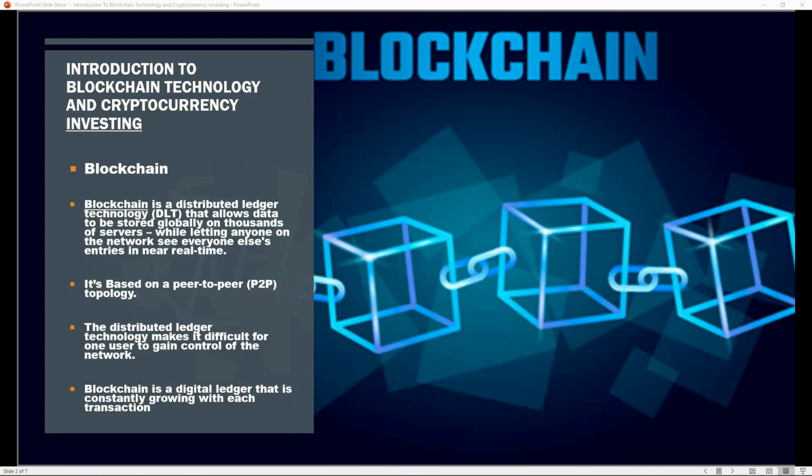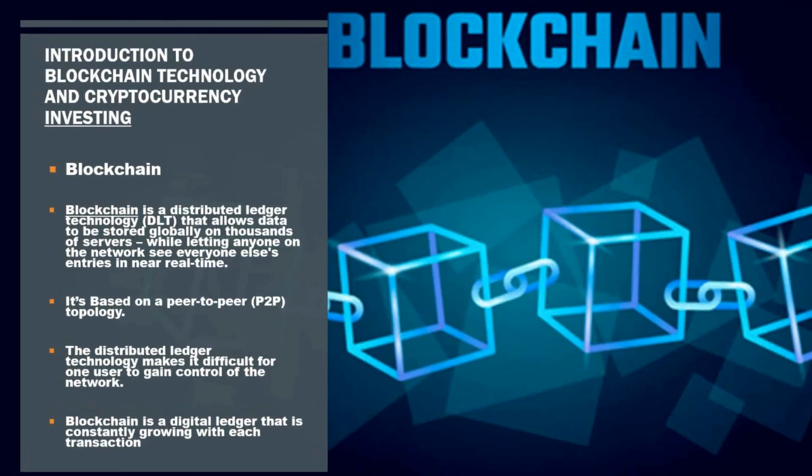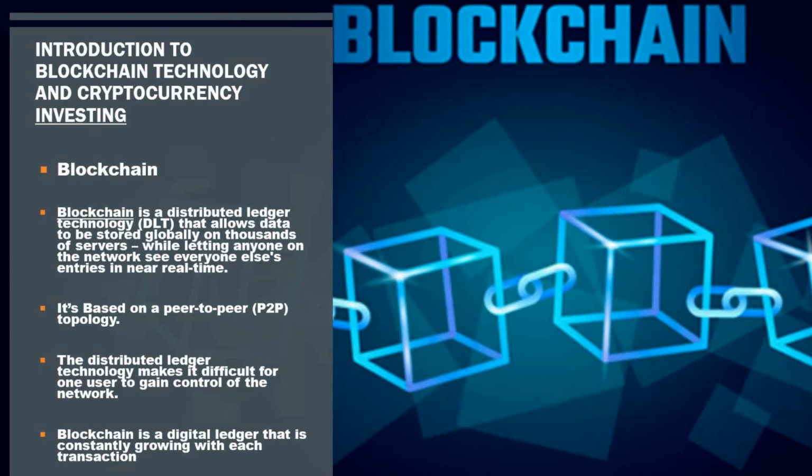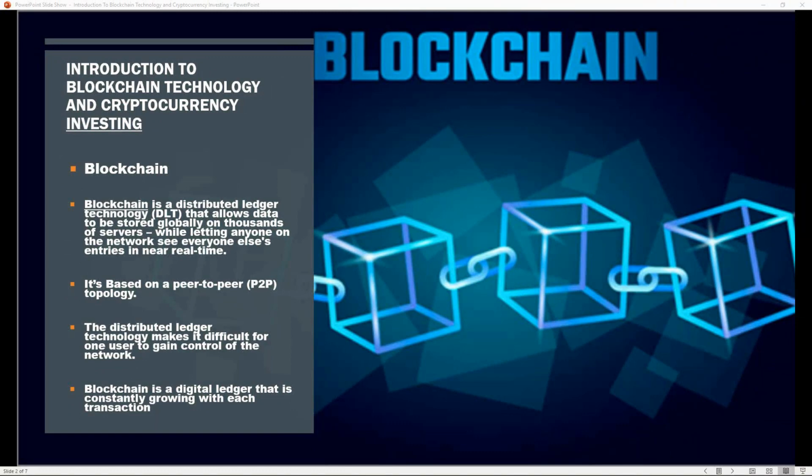Blockchain is a distributed ledger technology (DLT) that allows data to be stored globally on thousands of servers, while allowing anyone on the network to see everyone else's entry in near real time. It's based on a peer-to-peer topology. The distributed ledger technology makes it difficult for one user to gain control of the entire network. Blockchain is the digital ledger that is constantly growing with each transaction.